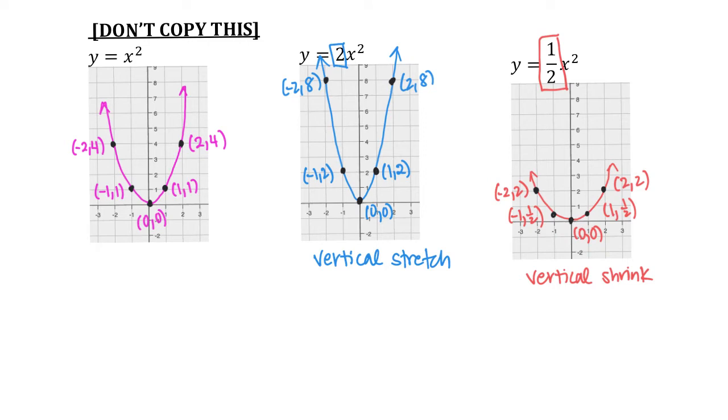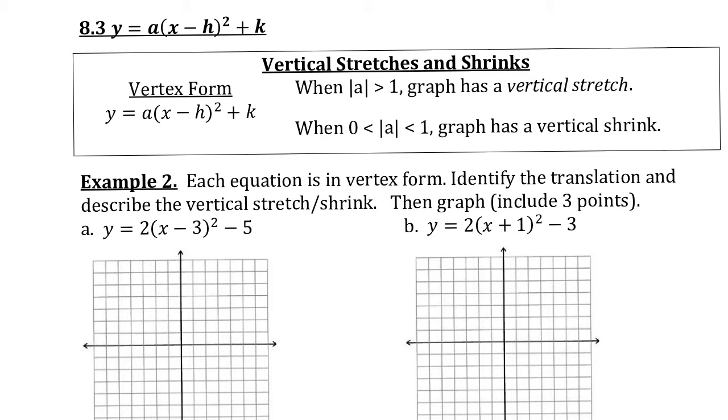Okay, so we're going to use this idea of vertical stretch and shrink to change the shape of our parabolas, but we're still going to do our translations the same as we did before. Okay, so now we will officially start the notes for section 8.3, keeping in mind the graphs I just showed you on the previous page. This is called vertex form.